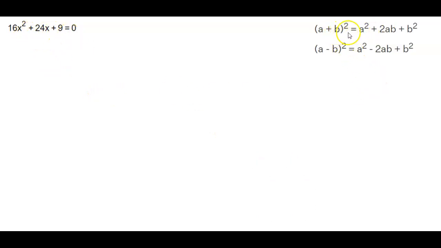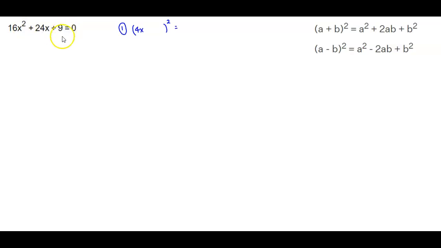So here's our problem. These are called perfect square trinomials. So a plus b squared equals a squared plus 2ab plus b squared, and the other one is a minus b squared equals a squared minus 2ab plus b squared. So we need to look at this particular problem and ask ourselves, what is the perfect square for 16x squared? Meaning, what do we need to square to get 16x squared? Well, that answer is 4x.